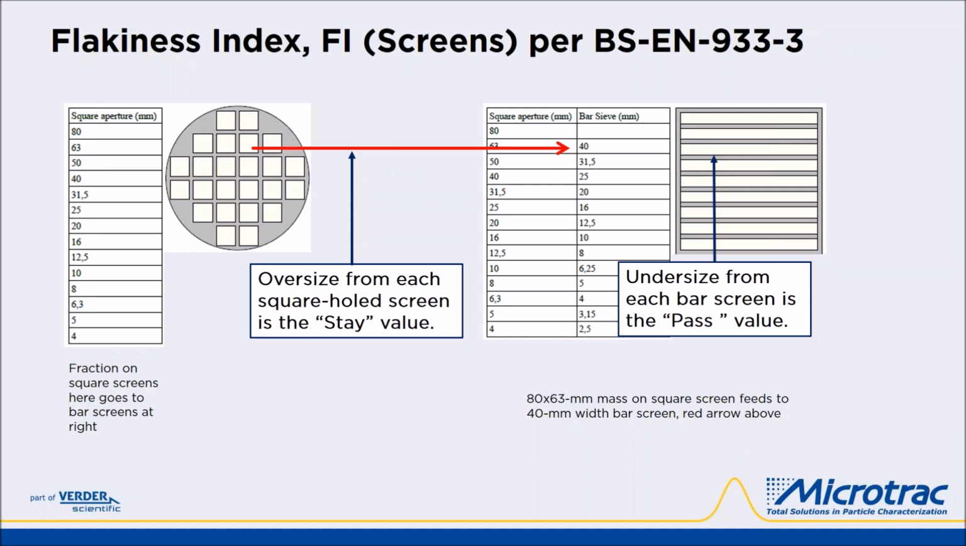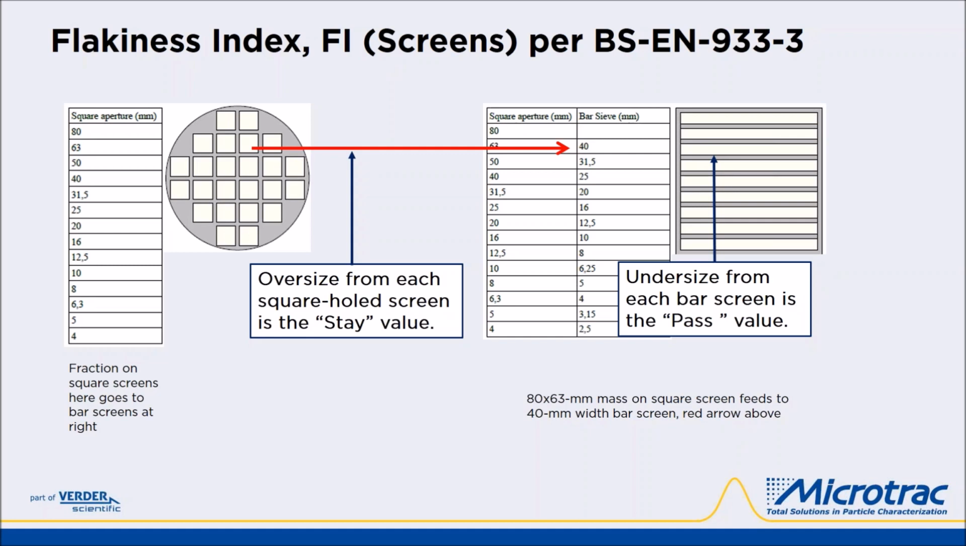Each square screen fraction staying on the screen, referred to later as a stay value, is then screened on a bar screen with an opening about half the interval of the square screen fraction. The undersized fraction of the bar screen is referred to later as the pass value, which, when divided by the stay value, is the flakiness index for each size fraction. Flakiness index is on a scale of 1 to 100%. The higher the flakiness index, the flakier or weaker the stone mix is.